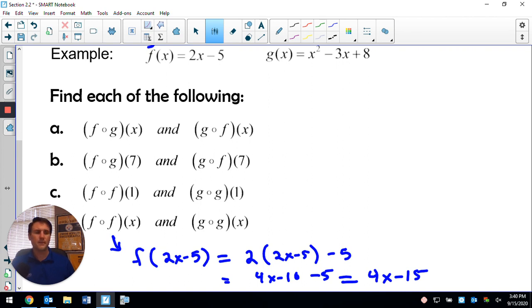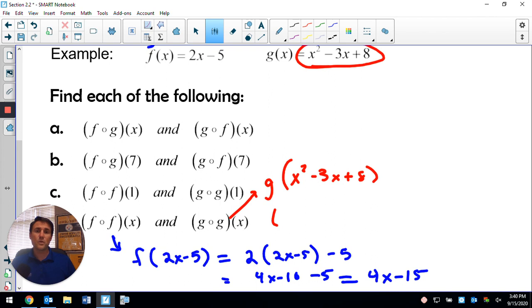All right, now let's do the other one. Ooh, the other one's going to be tough because we are going to have to plug this quadratic equation into itself. G of x is x squared minus 3x plus 8. Okay, so that means the x squared part is x squared minus 3x plus 8. And then you have minus 3 times the x part, which was x squared minus 3x plus 8. And then you have plus 8.